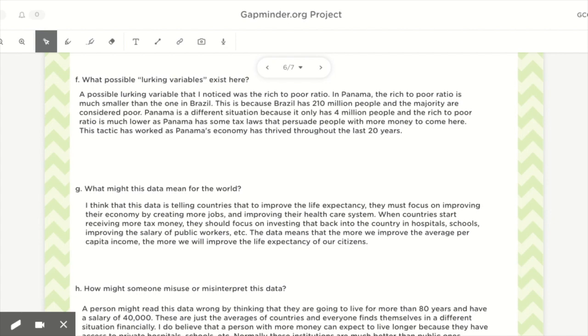So what does this data mean to the world? This data shows the world that to improve their life expectancy, they should focus on improving public health, they should create more jobs to improve their economy, and they should also build safer roads and better schools so that their economy would thrive and the country would be much safer as a whole.